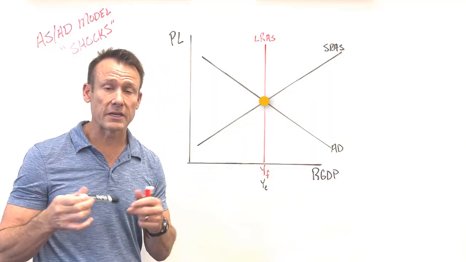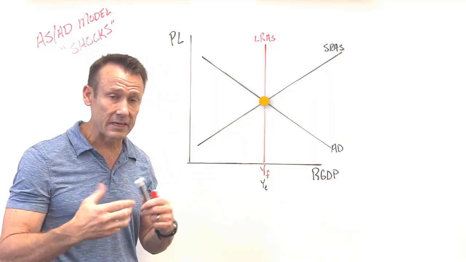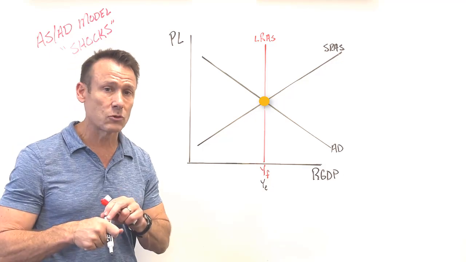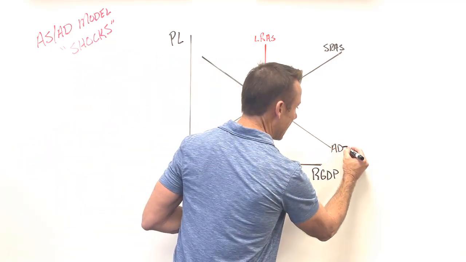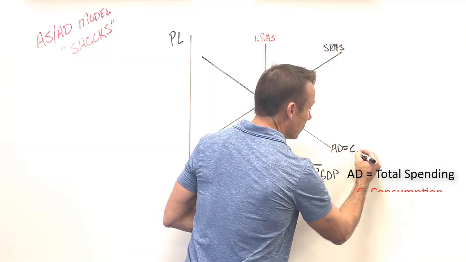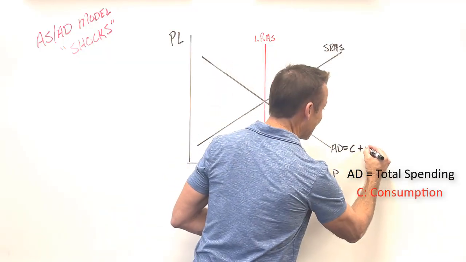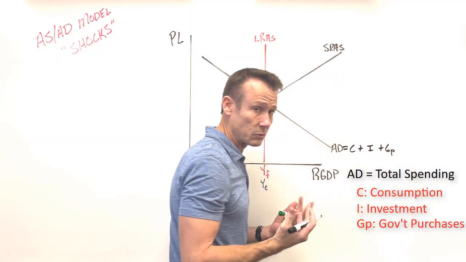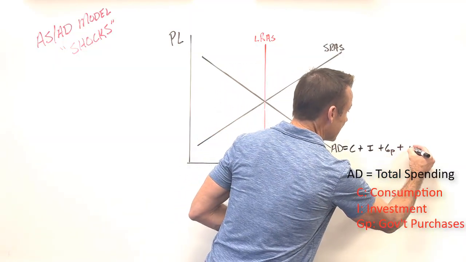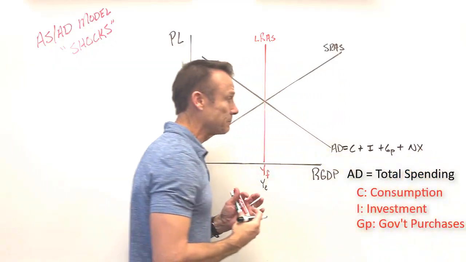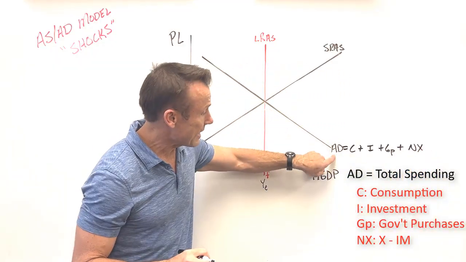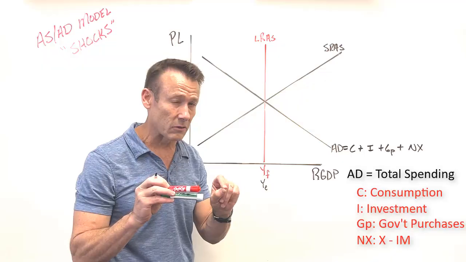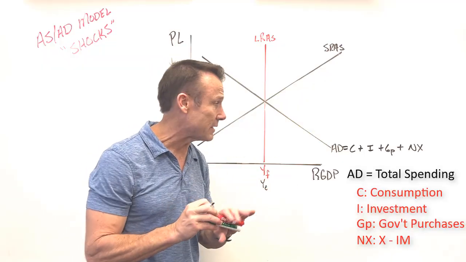The first thing to understand when you're trying to understand what's going to cause AD to shift is that it is best to think of AD as C, which is consumption, plus I, which is investment, plus government purchases, which is self-explanatory, plus net exports, exports minus imports. So what am I saying? AD is total spending, okay? AD, think of that as total spending.